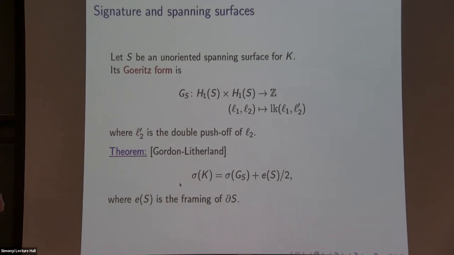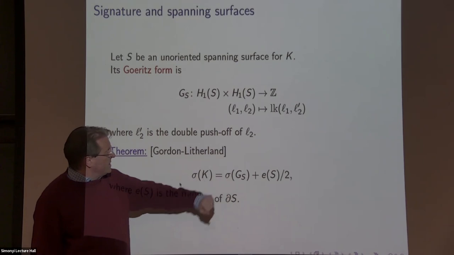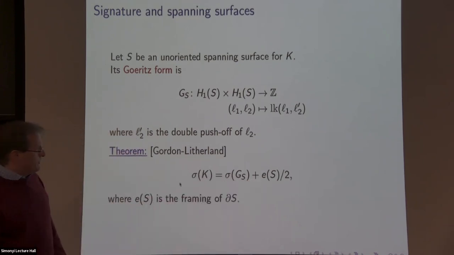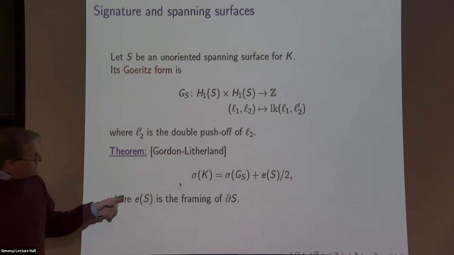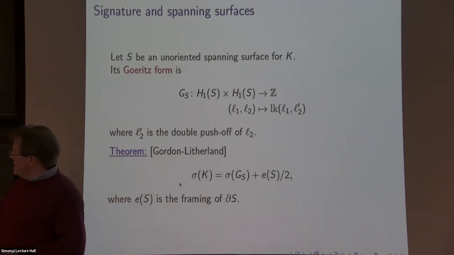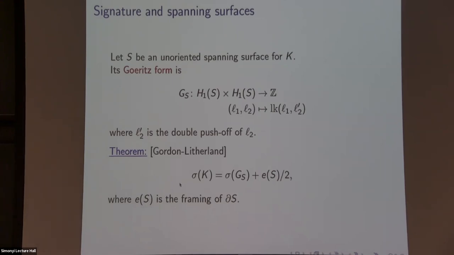This is the Goeritz form. It's not obvious, but it's actually a symmetric form. And Gordon and Litherland showed how you can compute the signature of the knot in terms of the signature of the Goeritz form, plus the correction term, e, where e is the framing of the boundary. So if I take my surface and I just run along the boundary of that surface and run along the knot, that will run along one longitude plus some number of meridians. And that number of meridians is the framing. That might sound familiar. That's exactly like the slope.